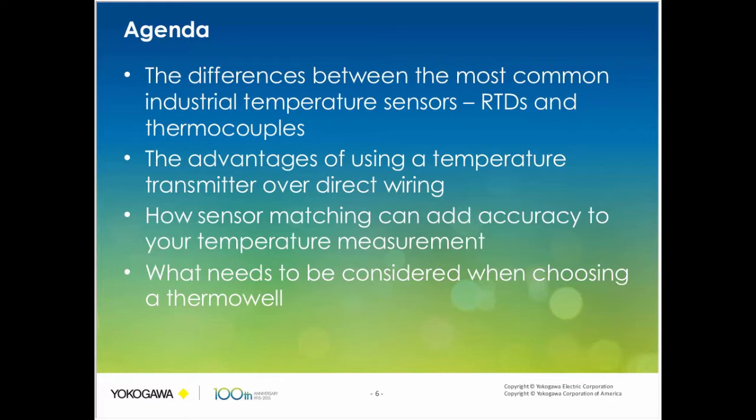So our agenda today: we're going to go over the differences between the most common industrial temperature sensors, RTDs and thermocouples. We're going to go over the advantages of using a temperature transmitter over direct wiring back to your PLC or control system. We're going to discuss how sensor matching can add accuracy to your temperature measurement. And then we're also going to discuss what needs to be considered when choosing a thermowell with your temperature sensor.